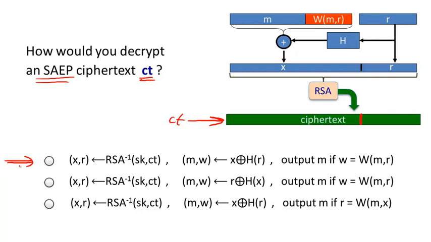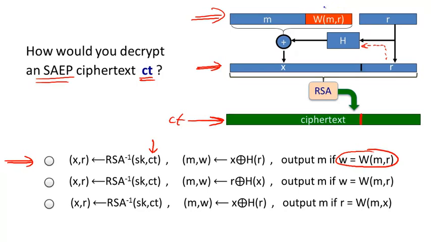Well, given the ciphertext, the first thing we would need to do is apply the RSA inverse function to the ciphertext, and that would give us the RSA plaintext, which happens to be in this case X and R. The next thing we need to do is hash R using the function H and XOR the result with X, and that would give us M and W(M, R). And the last thing we need to do is make sure that the pad W(M, R) is correct. So we check that in fact W is equal to W(M, R). And if so, we output M, and if not, we output bottom to say that the ciphertext is invalid and the decryption algorithm rejects it.